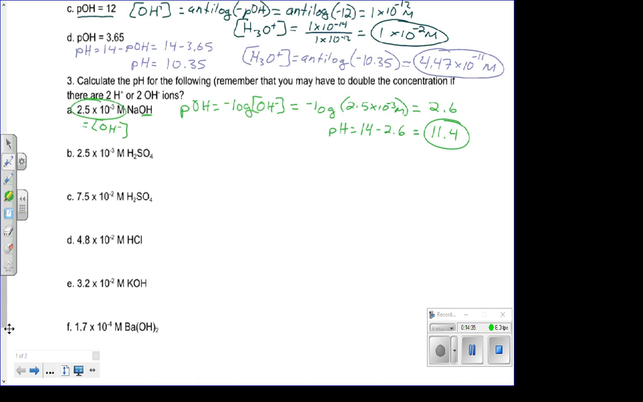For letter B, we have a formula that starts with H, so this is going to be our acid. We can get our H3O concentration from this number. But since there's two H's in the formula, the H3O concentration is going to be double of this. It should just be 5 times 10 to the negative third. We'll double check. Yes, 5 times 10 to the negative third.